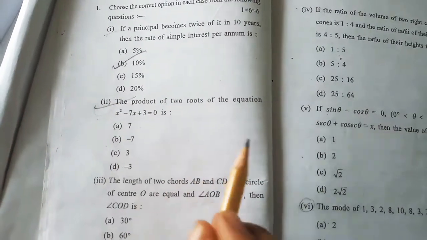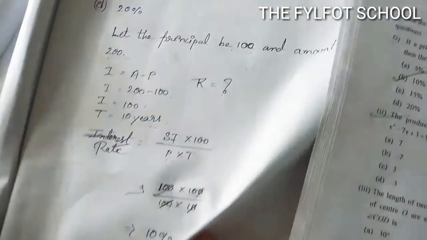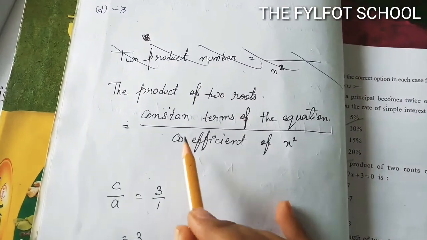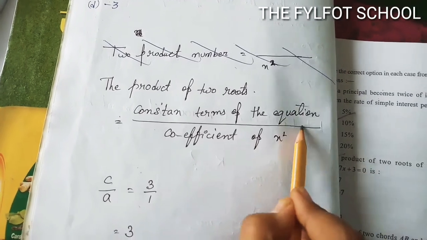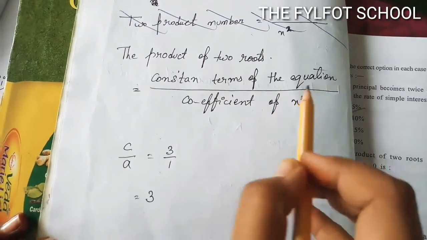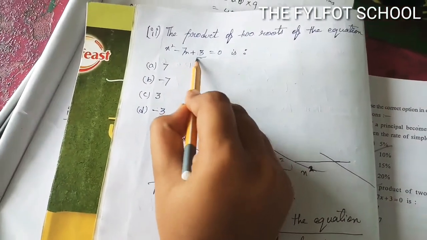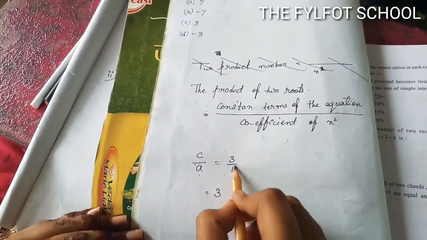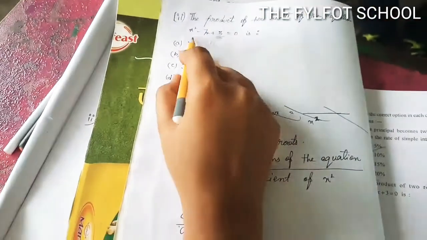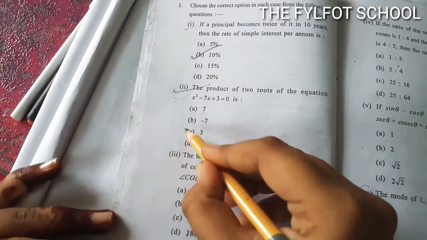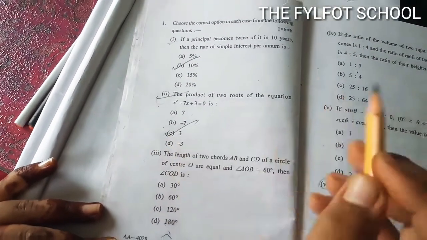Next, the product of the two roots. This is our second math question. What is our formula? The constant term of the equation divided by the coefficient of x squared. First we take the constant number, meaning C and A. Our formula will be C by A. What is our C and what is our A? C is 3 and A is 1 only. So the answer will be 3. This is our second answer.